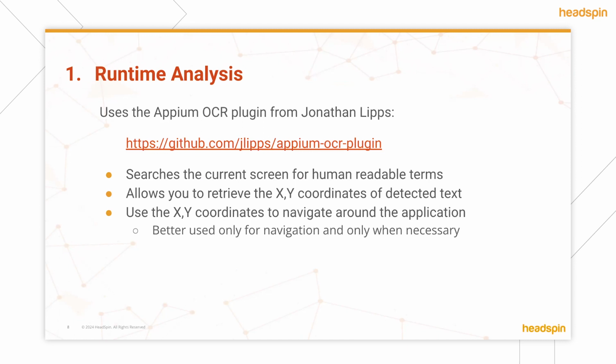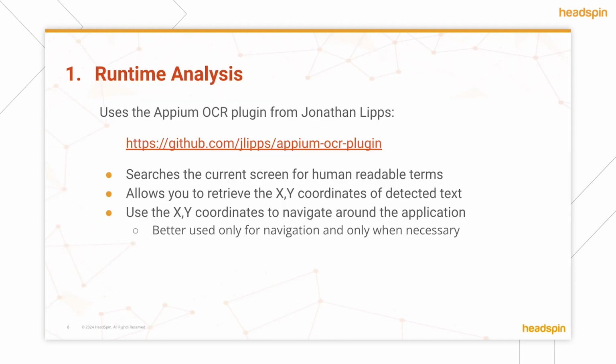The runtime analysis does use a plugin from one of our contributors, Jonathan Lips. He's actually employed by HeadSpin, one of the main contributors to the Appium project. What this does is expose a command that, when you run it, shows everything that was human readable. It'll break things down and try to detect words on the screen, and then expose an XY coordinate that you can use to navigate based on that.